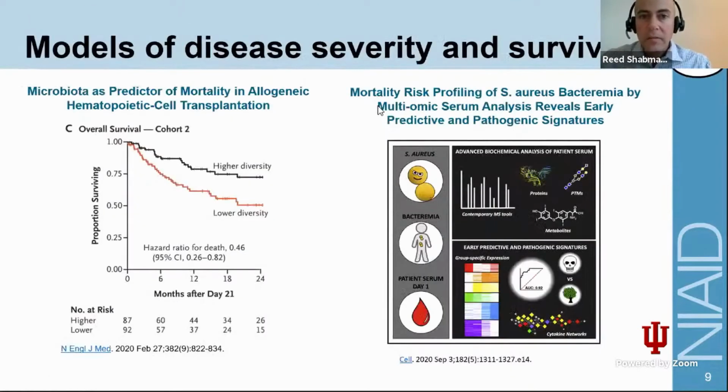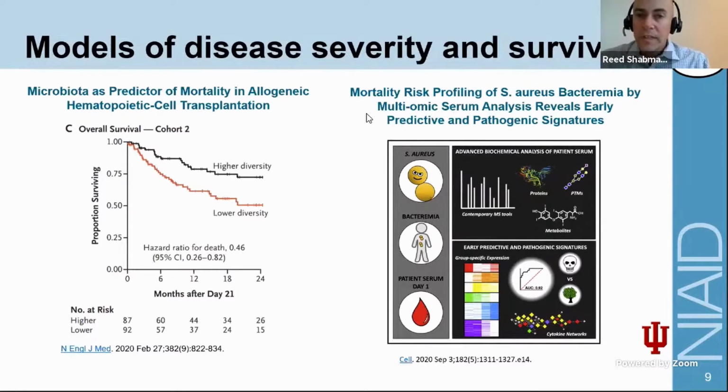And on another scale, you could look at models of disease severity and survival. There's a number of examples. Here's two. One is from the Sloan Kettering group. Joao has shown that microbiota can be a predictor of mortality in allogeneic hematopoietic stem cell transplantation. They essentially are showing that higher diversity of microbiota post stem cell transplantation in cancer patients results in a longer survival or a higher level of survival compared to a lower diversity of the microbiome. And they're able to develop models that are going to predict survival in these categories.